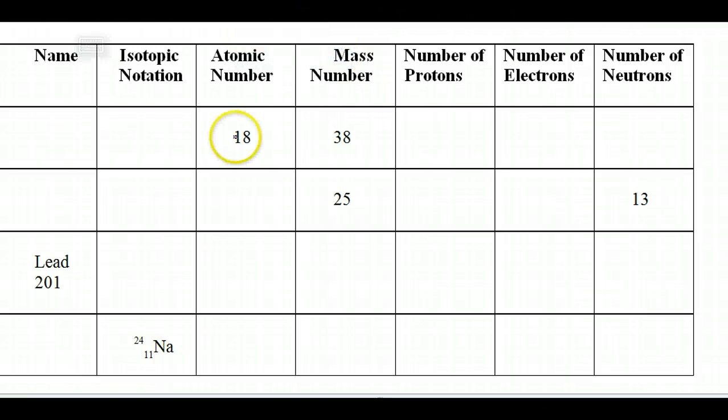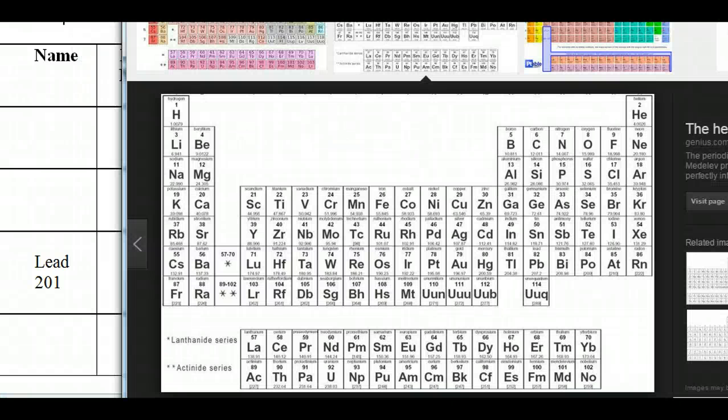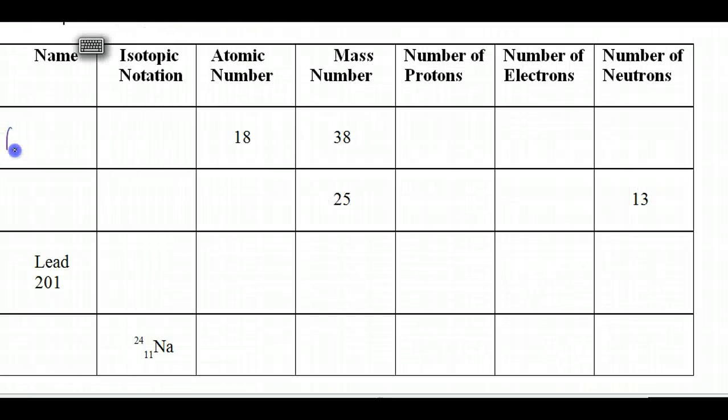So if we're given atomic number 18, we look at that periodic table, okay, and we can see element 18 is argon. And so I know that my name is going to be argon, and then I'm given the mass number 38. Symbol for argon is Ar. Our mass number goes in the top left, and our atomic number goes on the bottom left. If we're not given any information about a charge, we can assume it's neutral.